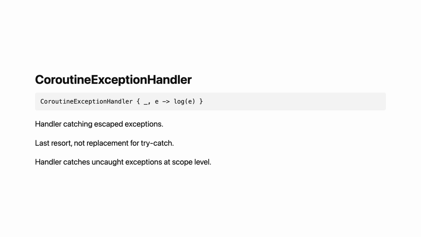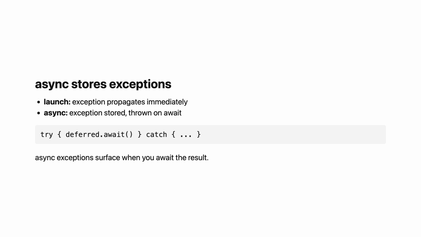Important. CoroutineExceptionHandler only works with launch, not async. Async stores exceptions in the Deferred. You get them when you call await. Use handlers for logging and cleanup when exceptions escape all try-catch blocks.